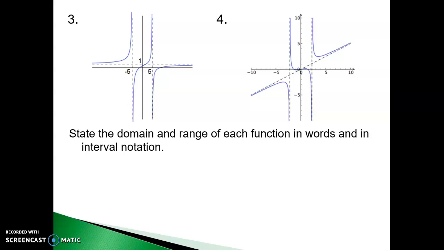So taking a look at these two graphs, we want to state the domain and range of each function, just like we did in the previous one. So looking at question number 3, we are continuous until we hit this asymptote here. And then we're continuous again until we hit an asymptote. And then we're continuous again forever and ever. So that means that those asymptotes broke the plane up into 3 different parts.